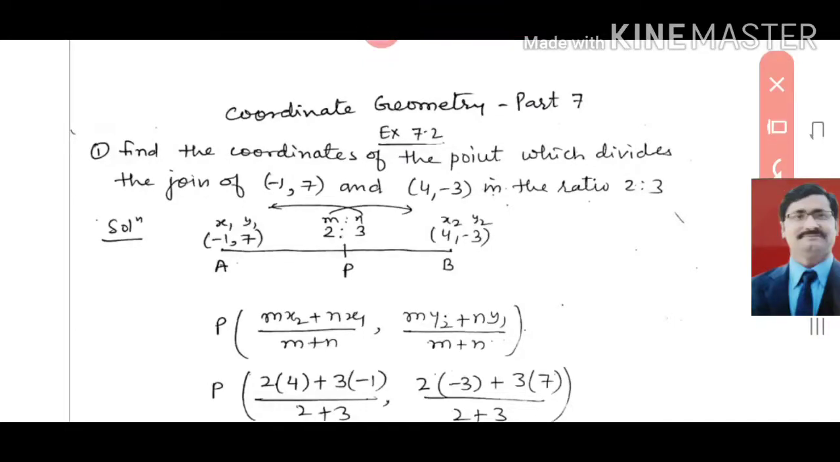Exercise 7.2, this is part 7. Before part 7, you have to do part 6, then only you can do this part 7. This is a very interesting, very good exercise. Look here, a very important question also.